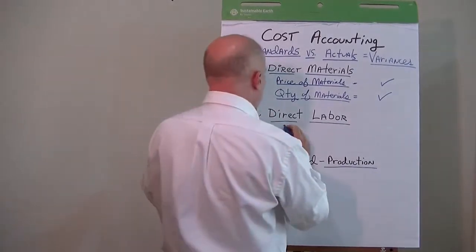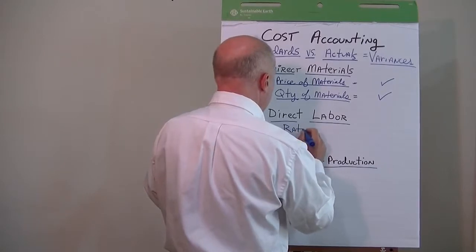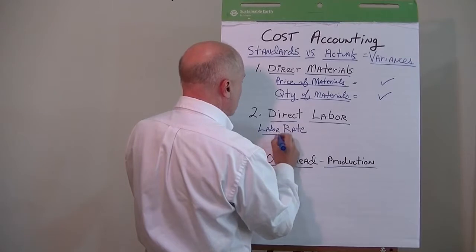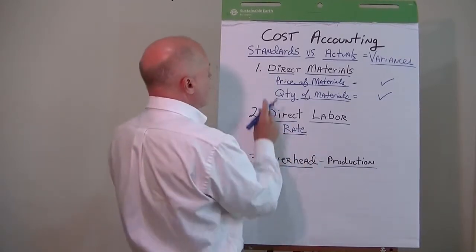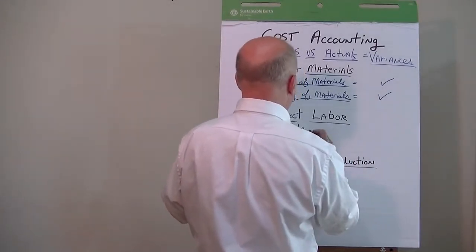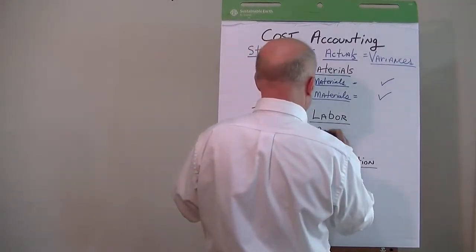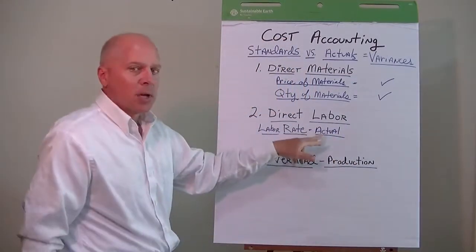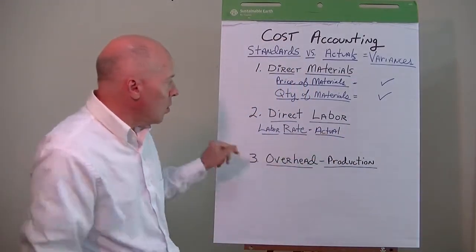So we'll look at the rate that we pay people. This is the labor rate that we pay our people on the production floor. And we know exactly what that should be in the future. And we can compare that to the actual labor rate that we actually end up paying, because maybe there's a premium. Sometimes you have to pay time and a half because they worked overtime.